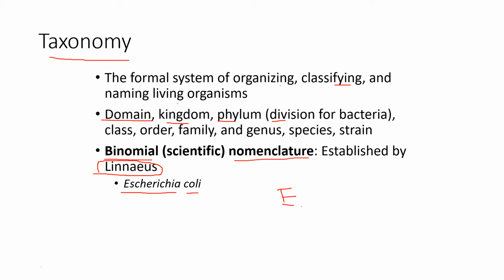You could just write E. coli, C-O-L-I. But when you write your scientific name out, you have got to have the genus start with an uppercase letter. The species has got to start with a lowercase letter, and it must be italicized. If you're writing by hand, which is not likely, it can be underlined instead.